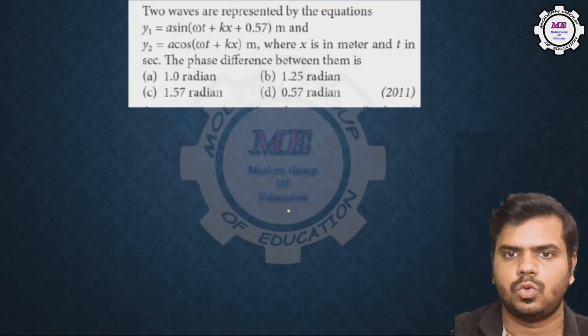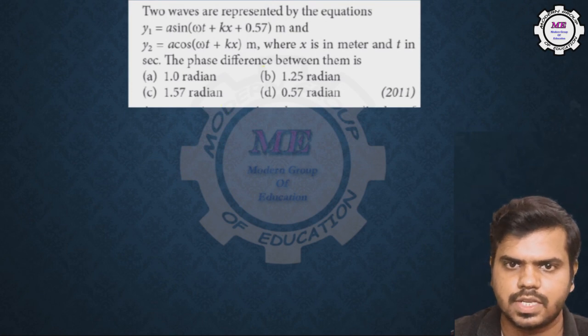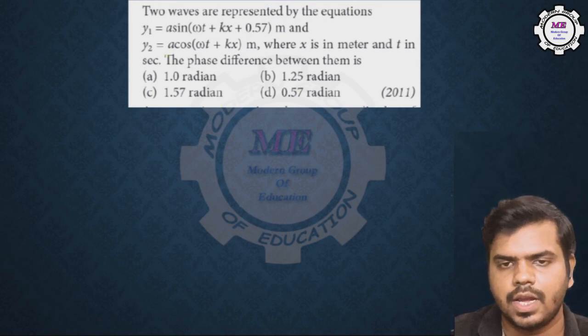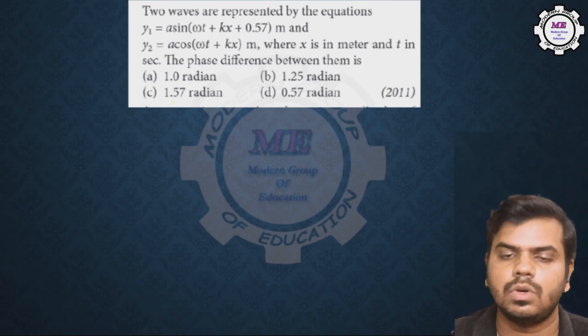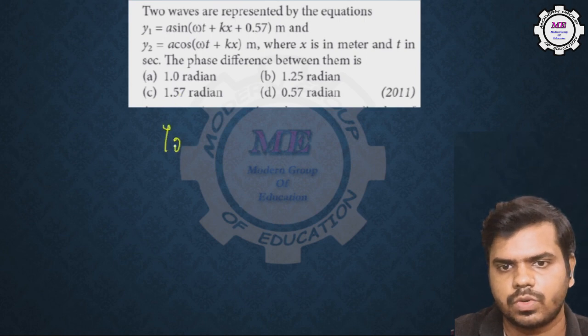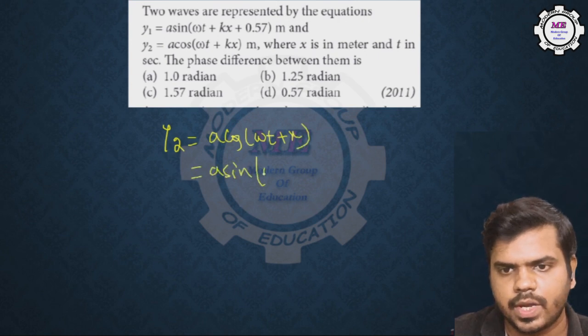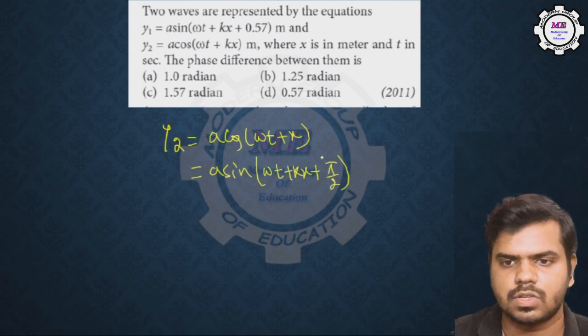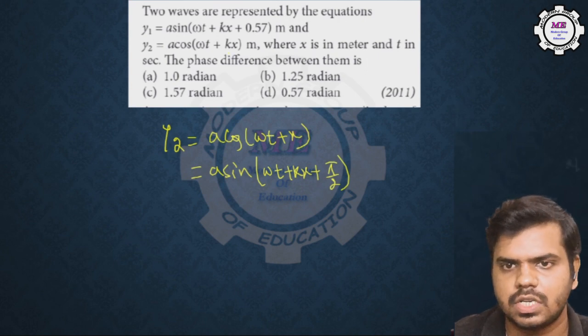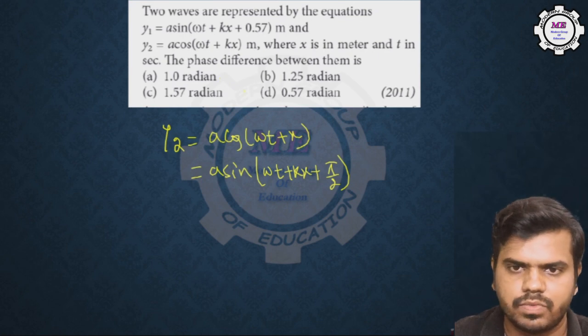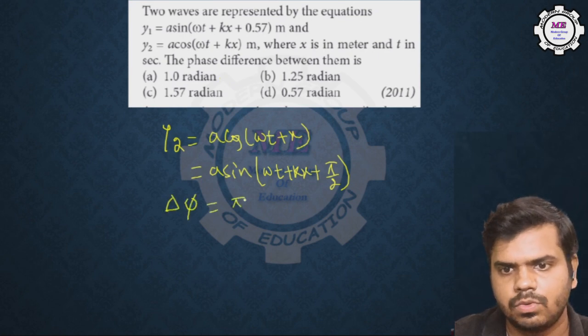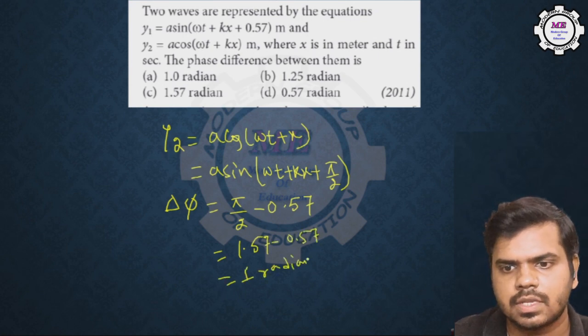Clear? Two waves are represented by the equations y equal to a sin(omega t plus kx) and y equal to a cos(omega t). Here it is important that it is a cos omega t. So first of all, you have to compare this with the sine equation. You can write a cos(omega t) as a sin(omega t plus pi by 2), because we know that sine of 90 plus theta is equal to cos theta. Now, comparing the phase difference, it will be pi by 2 minus 0.57 in radian. Pi by 2 is 1.57, minus 0.57, it is 1 radian. So option A is correct, 1 radian.